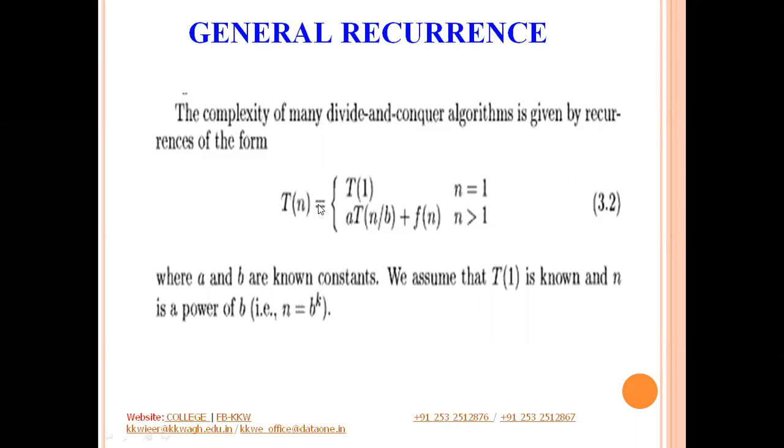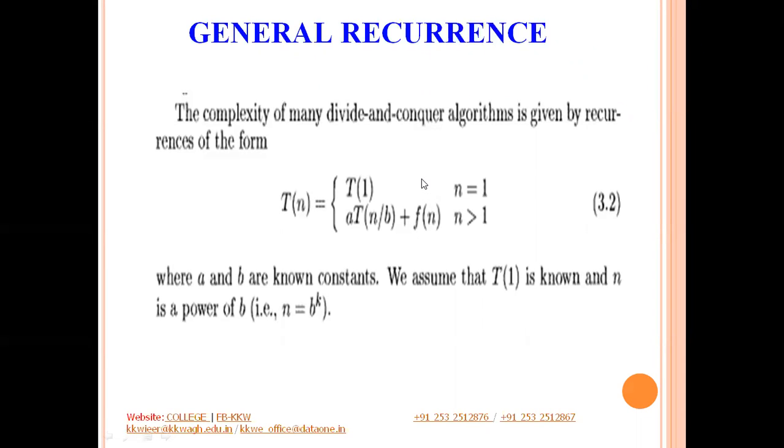In that case, T of n will be equal to a T of n by b plus f of n. We have already seen what a and b are. a is the total number of subproblems, and n by b is the size of each subproblem. If it is n by 2, you are dividing the problem into two equal halves. If it is n by 3, then you are dividing it into three parts, and so on. And f of n is the time required to divide and the time required to combine the solutions. That is represented by this function f of n.